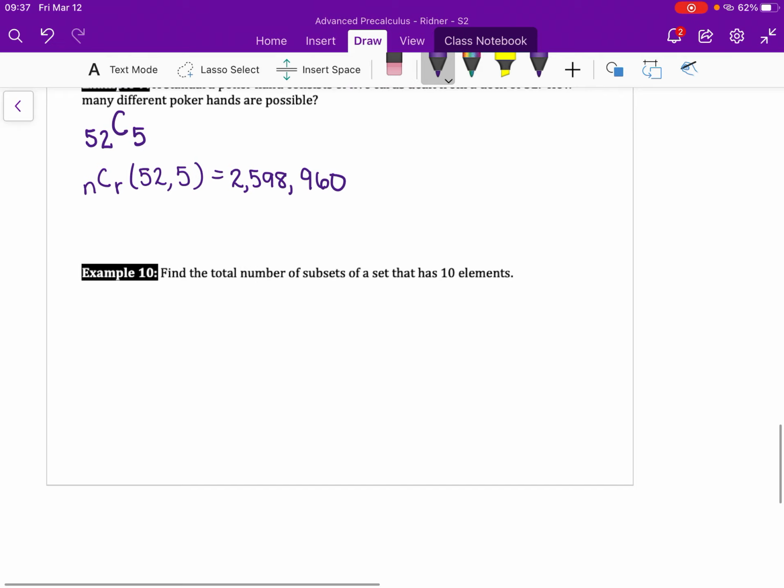All right, last one quickly. Find the total number of subsets of a set that has 10 elements. So what we're saying is, what if they were all different shapes?